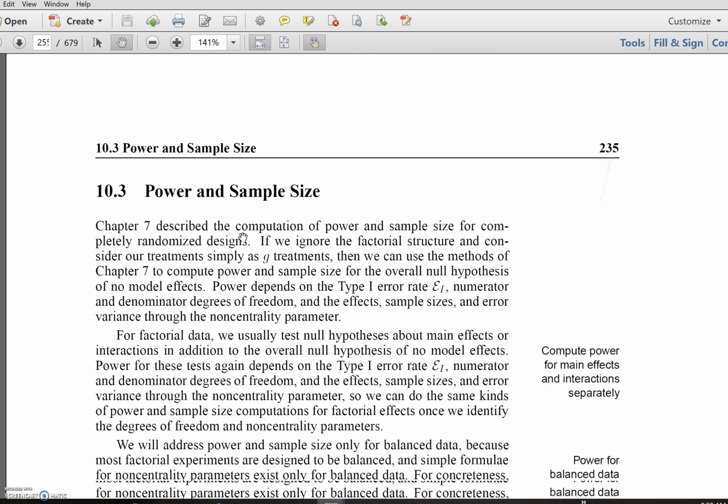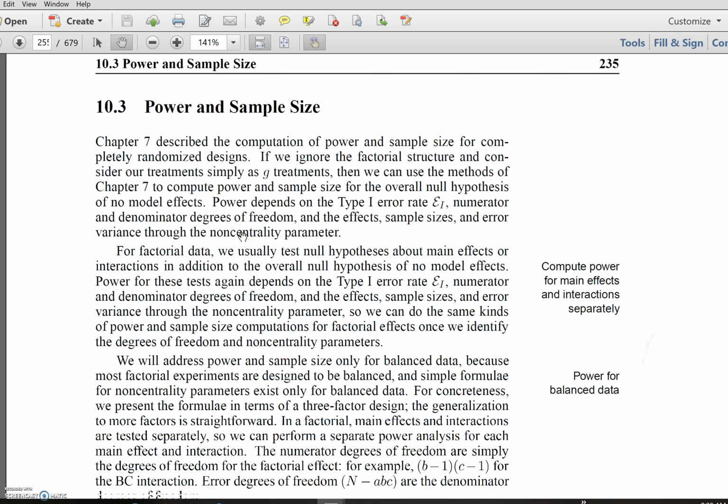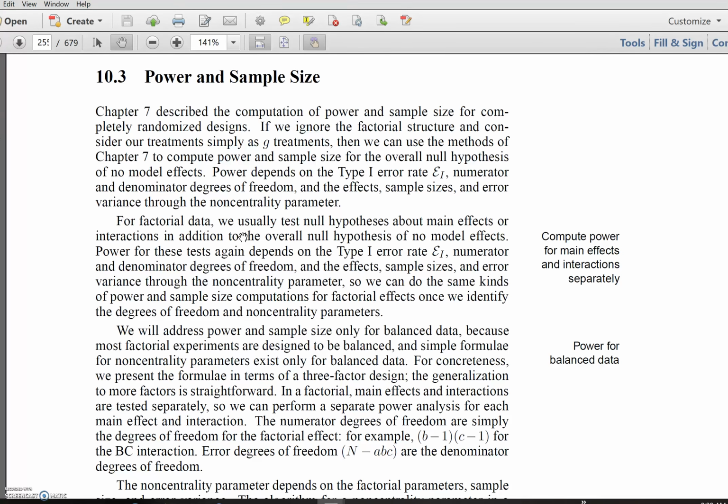Let's see what else there is. He talks a little bit about power and sample size calculations. For factorial data, we usually test the null effects about the main effects or the interactions, in addition to the overall null model effect, like the model just doesn't have any explanatory power at all. So power for these depends on your overall type 1 error rate, your numerator and denominator degrees of freedom, the effect sizes that you assume, your sample sizes, and your error variance through the non-centrality parameter for that F distribution, right? So this is related very much to the power calculations we did.